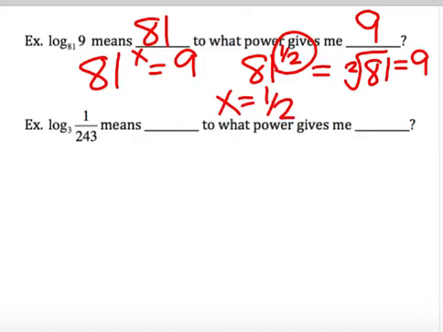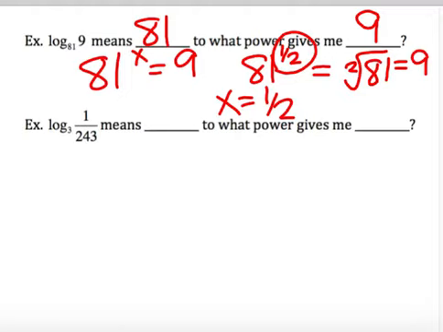If you are evaluating a problem using a logarithm, your exponent is missing, and your answer needs to be smaller, then you are going to use a fractional exponent. So remember that roots and fractions make numbers smaller.